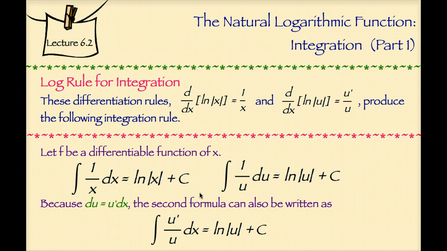This, of course, should not be surprising. If the derivative of natural log of x was 1 over x, then the integral of 1 over x should give us the natural log of x. Because du is u prime dx, the second formula can also be written this way. U prime over u dx is equal to the natural log of u plus c.